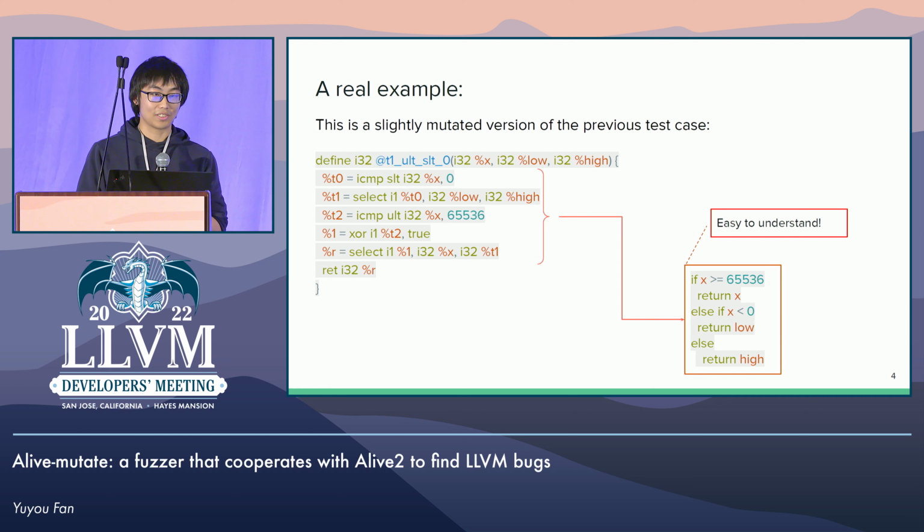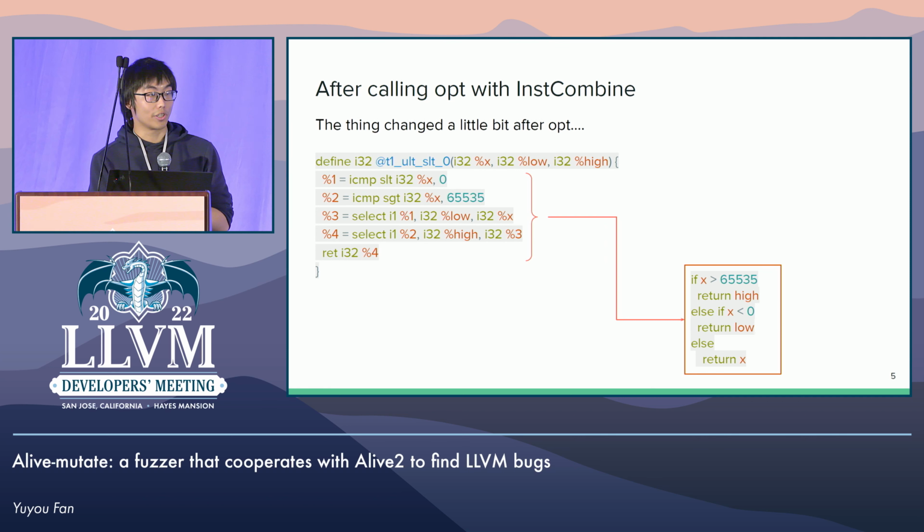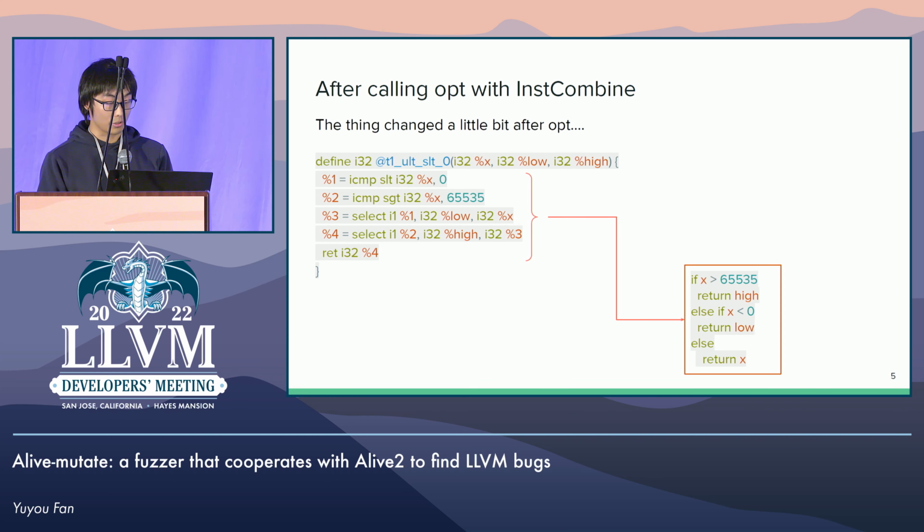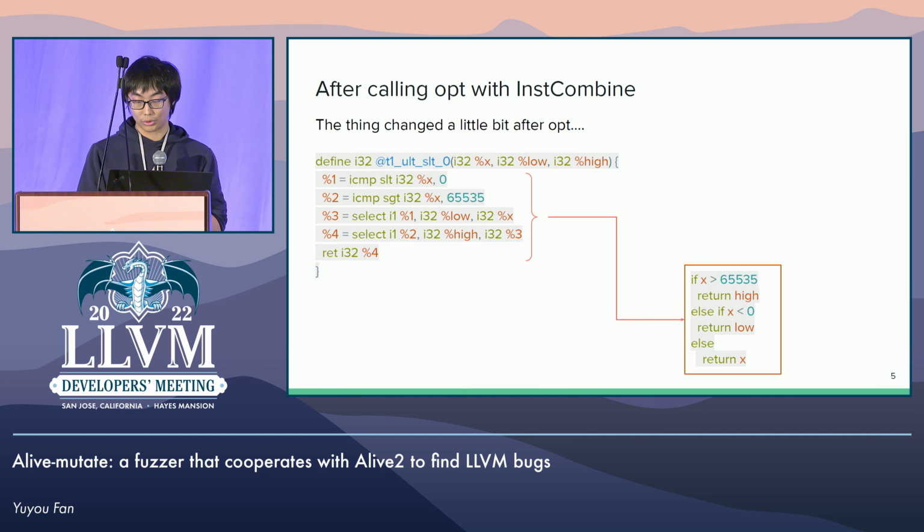Because this test case is in the InstCombine path, let's call InstCombine with it. After calling opt with InstCombine, the code changed a little bit. In the optimized code, we only got four instructions: two comparisons and two selects. The code is still on the right. Basically, it checks if x is larger than the five-digit number, return high. Else if x is less than 0, return low, else return x.